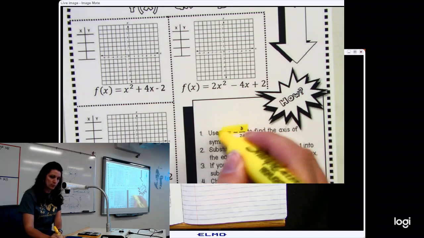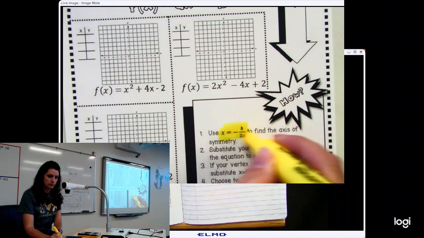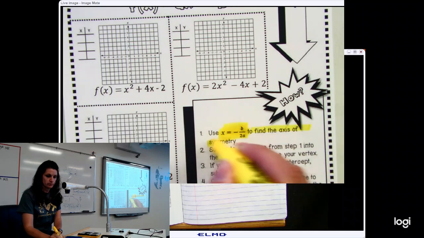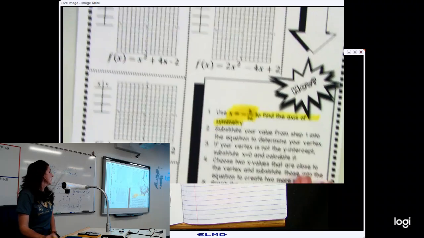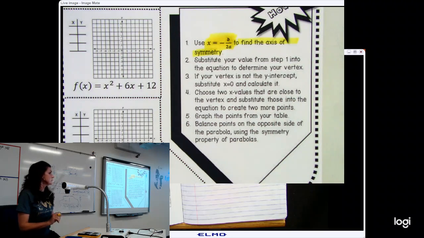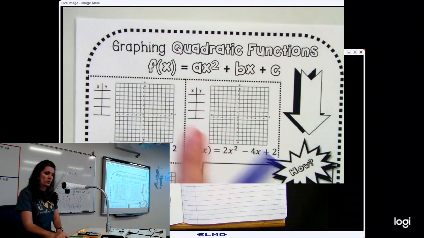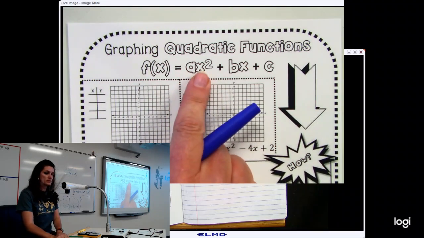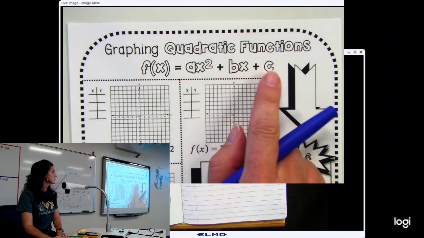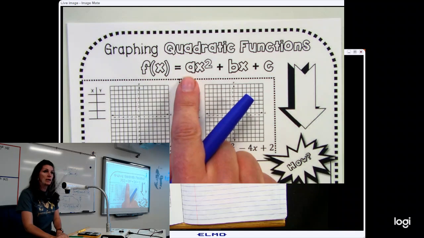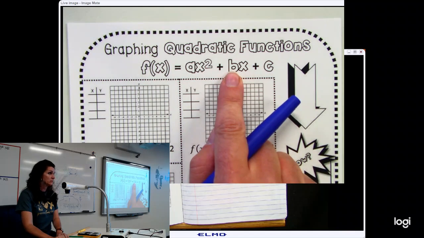Here is a new formula. That is x equals negative b over 2a. That tells us where our axis of symmetry is. As long as we are in standard form, something x squared plus something x plus a constant, that's our a and that's our b.